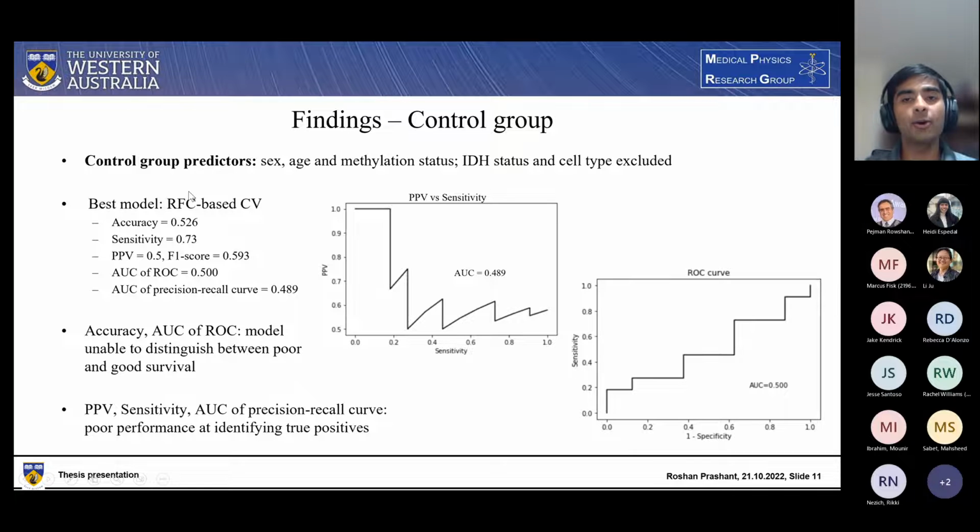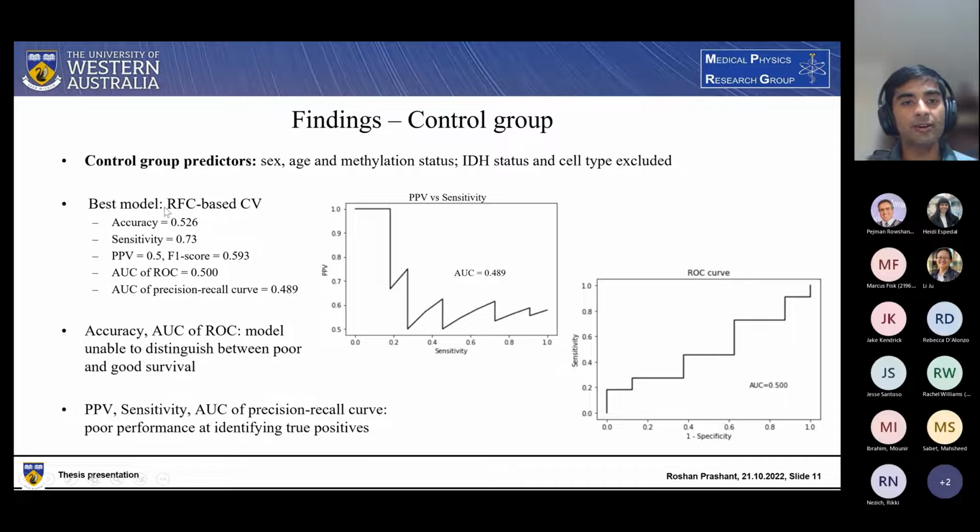forest classifier. All of the models were assessed on the basis of accuracy, sensitivity, PPV, F1 score, as well as the area under the PPV versus sensitivity curve, which is also known as a precision recall curve. They're both equivalent. And the area under the sensitivity versus 1 minus specificity curve, also known as the ROC curve. All of these parameters vary from 0 to 1, where 1 implies that it is able to perfectly discriminate between poor and good survival, and 0 indicates that it is completely unable to do this.